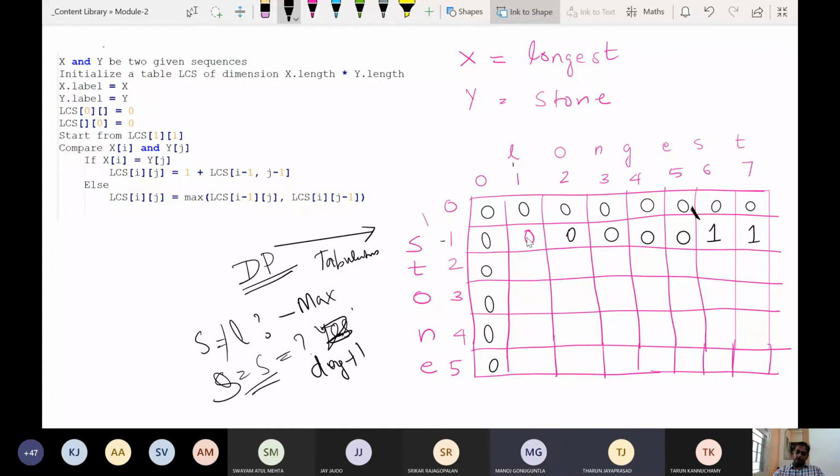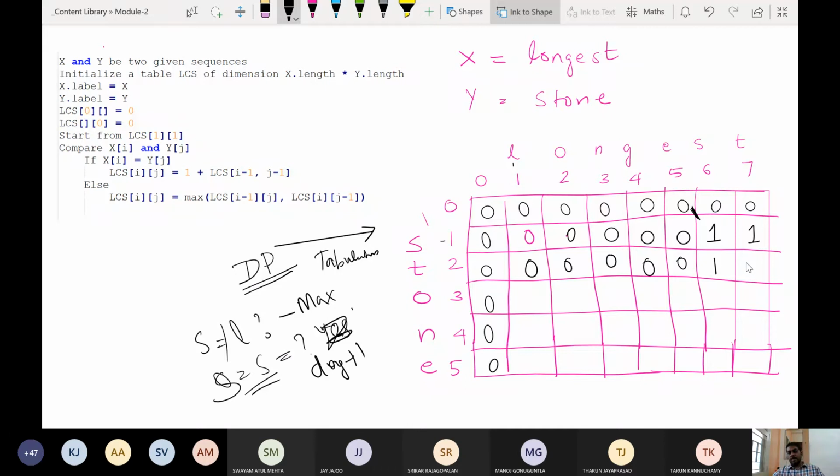No. So one cell up, one cell left, 0. What about T and O? 0. T and N? 0. T and G? 0. T and E? 0. T and S? 1, because one cell up is 1, one cell left is 0, maximum of 0 and 1 is 1.